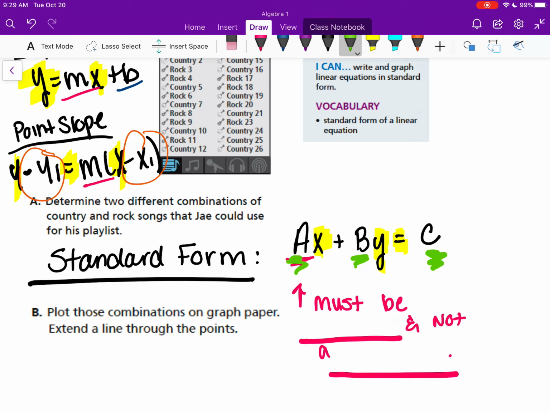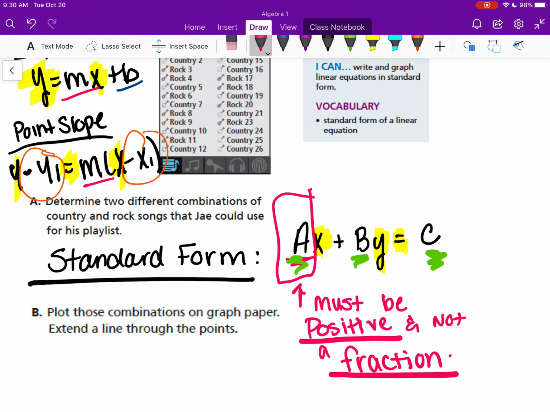Notice we still have our x and y, equals c, some constant number, and the big idea of this format is a must be a positive number, can't be negative. That's our leading coefficient. It must be positive, and it cannot be a fraction. So it must be positive and not a fraction. We're going to learn more about standard form and how to look at this format and know how to graph it, but also how to look at different scenarios of information and write an equation of a line.